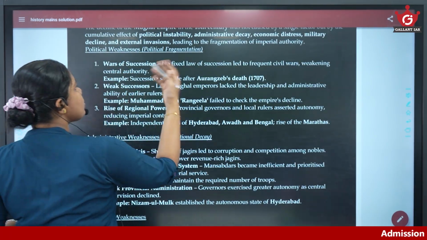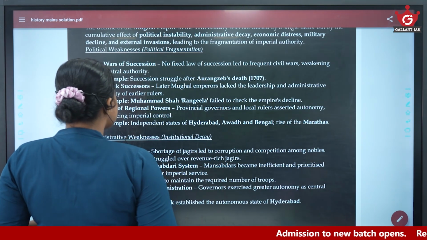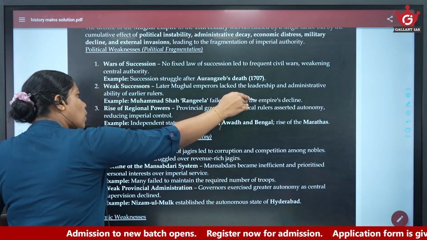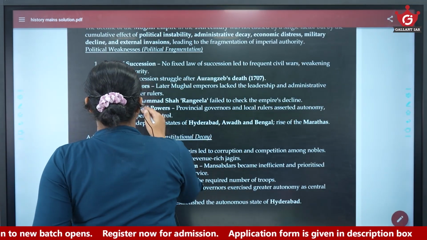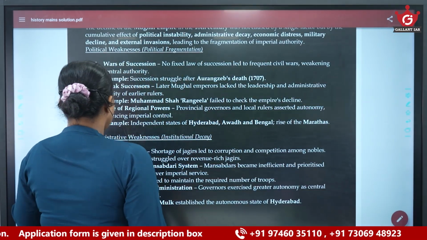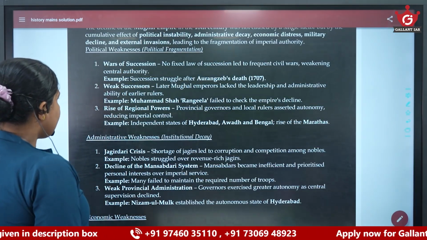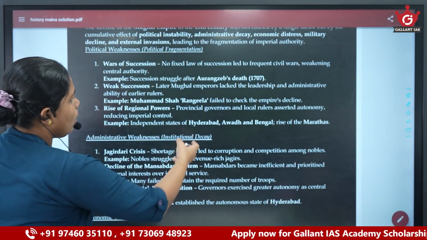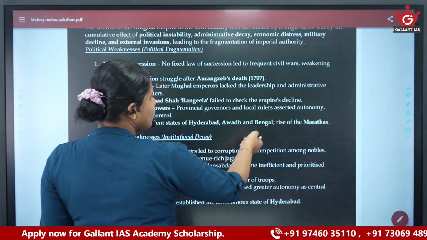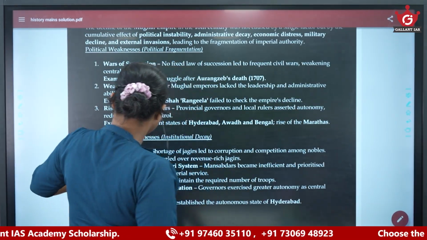So, succession struggle after Aurangzeb, then weak successors. Later Mughal emperors lacked the leadership, which is a required quality to rule, and the administrative ability of earlier rulers. Example, Muhammad Shah, who was called Rangila. Then the third point, you can give the rise of regional powers. Provincial governors and local rulers asserted autonomy. For example, the independent states of Hyderabad, Oudh and Bengal, and the rise of Marathas.